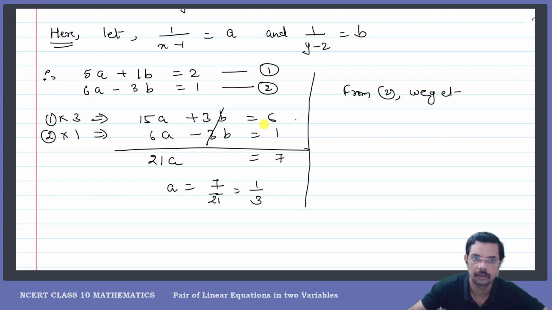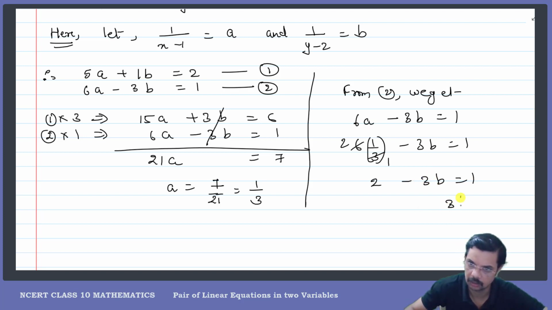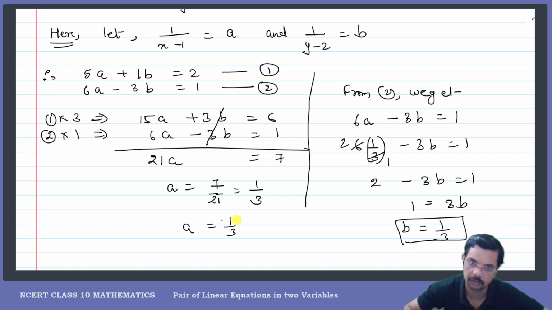We put the value of a. We have 6a minus 3b equal to 1, and instead of a, I'll put 1 by 3. So 2 minus 3b equal to 1. Minus 3b, I'll take that side, so I'll get 3b, and on this side we have 2 minus 1, which is equal to 1. So b will be equal to 1 by 3. So I'm getting a equal to 1 by 3 and b equal to 1 by 3.